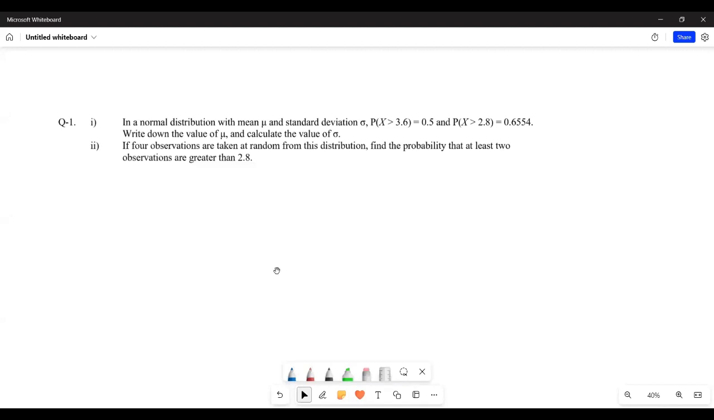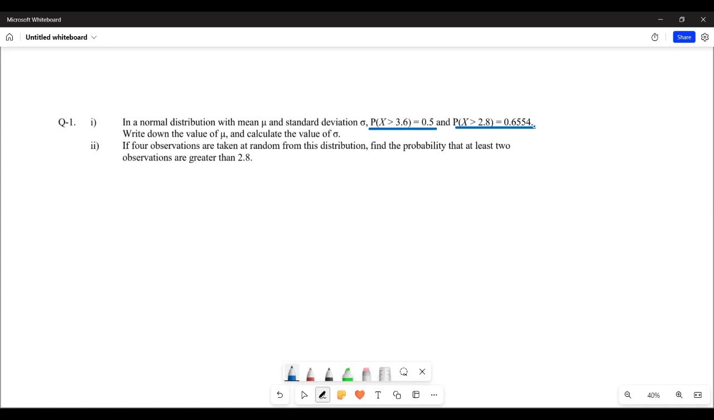Normal distribution worksheet question number 1. In the normal distribution with mean mu and standard deviation sigma, probability x is greater than 3.6 is 0.5 and probability x is greater than 2.8 is 0.6554. Write down the value of mu and calculate the value of sigma.